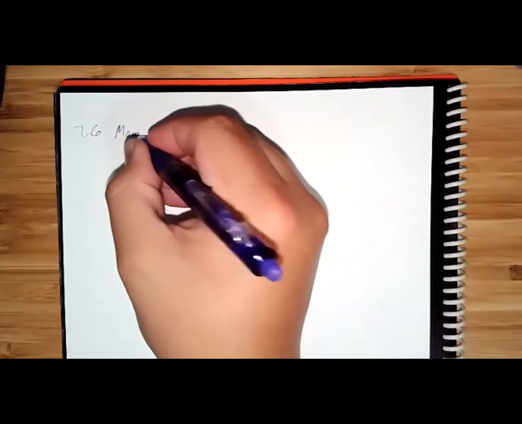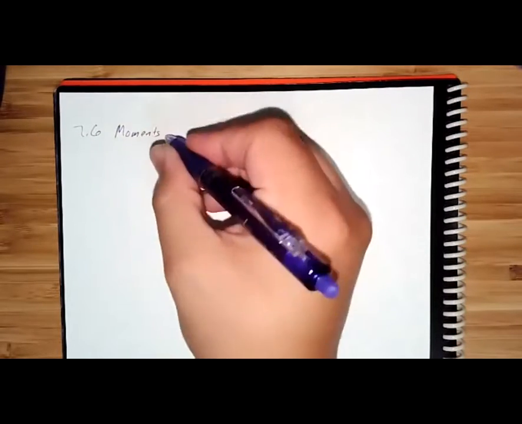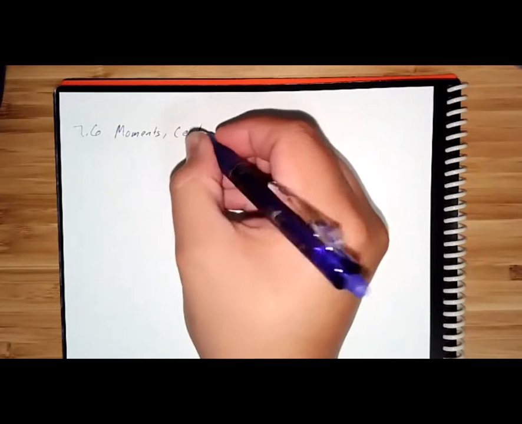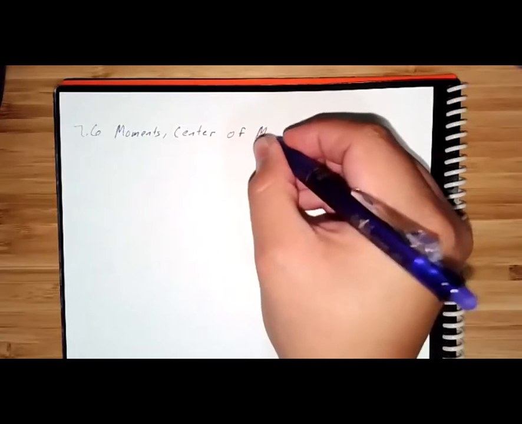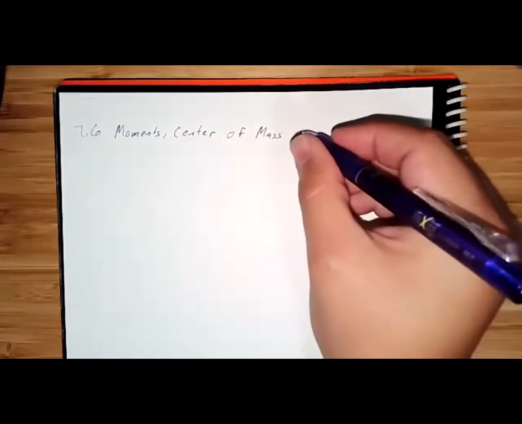And of course, the objects can vary. You have different densities, you can have different shapes, so the center of mass will be in a different place. It is not always right at the center of the object. It could be, it really depends. So let's get into the formulas and the theory. Moments, center of mass, and centroids.